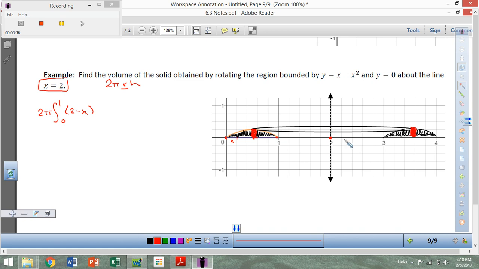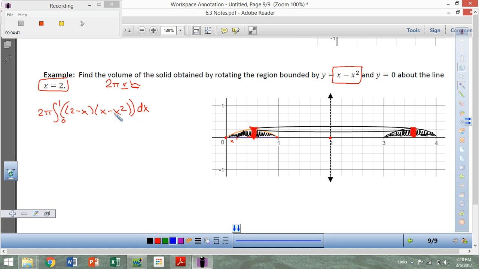Okay, so my radius is 2 minus whatever the x value is for my rectangle. The height of my rectangle each time is simply just the height of the function in this case, right? That's always going to be the height of my rectangle for my shell. And so my function was x minus x squared, so that is my height, x minus x squared. And I'm going to have this times dx, and we're ready to integrate.